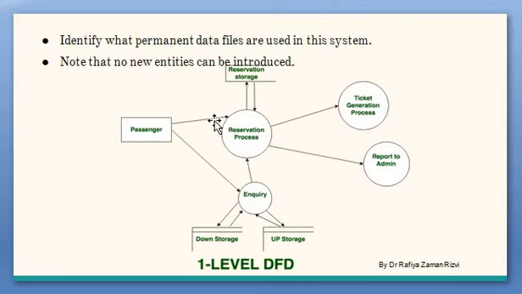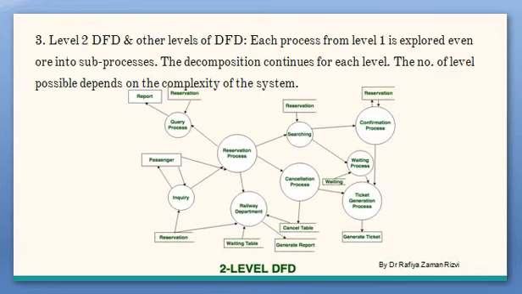What are we doing? We are showing the data flow from and to the external entities, plus we have divided the system into various sub processes. Okay, then identify what permanent data files are used in the system, and note that no new entities can be introduced. Okay, then finally we come to a level 2 DFD and other levels. So this can be level 2, then level 3, depending on how complex your DFD is.